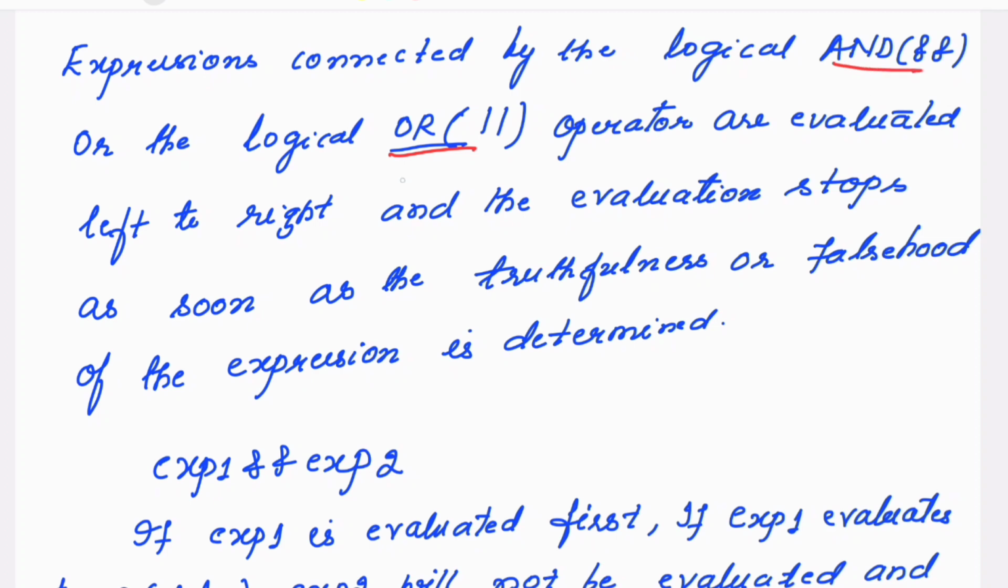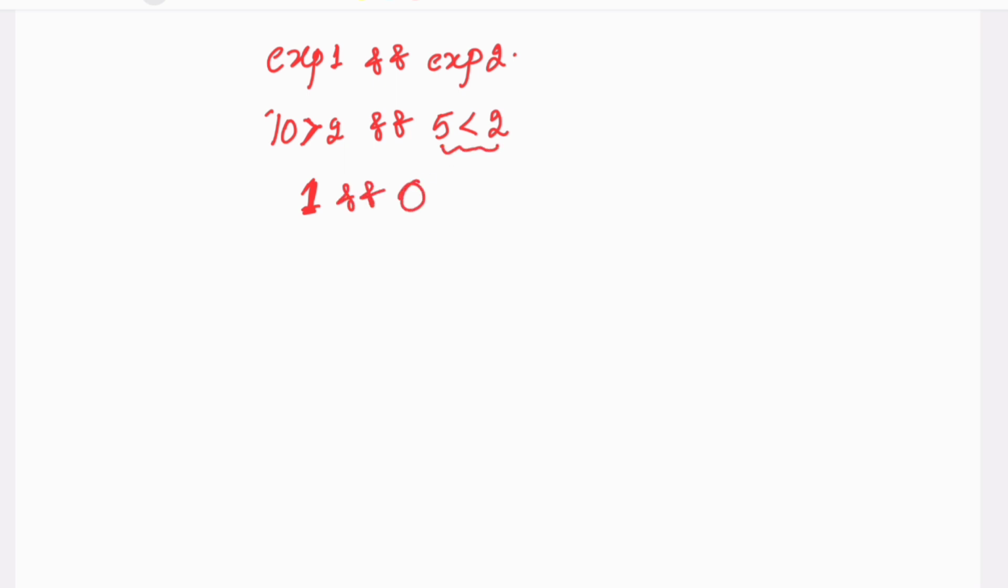Expressions connected by logical AND and logical OR operators are evaluated left to right, and the evaluation stops as soon as the truthfulness or falsehood of the expression is determined. If you have two expressions, expression 1 and expression 2, in this case what will happen? 10 is greater than 2, it is true. If it is true, the Boolean constant is 1. Then logical ANDed with 5 less than 2, it is 0. You are going to evaluate this expression because your first expression has resulted in true. If it has resulted in true, then it is a must that you evaluate the second expression also to see what will be the overall result. In this case, the overall result is 0.